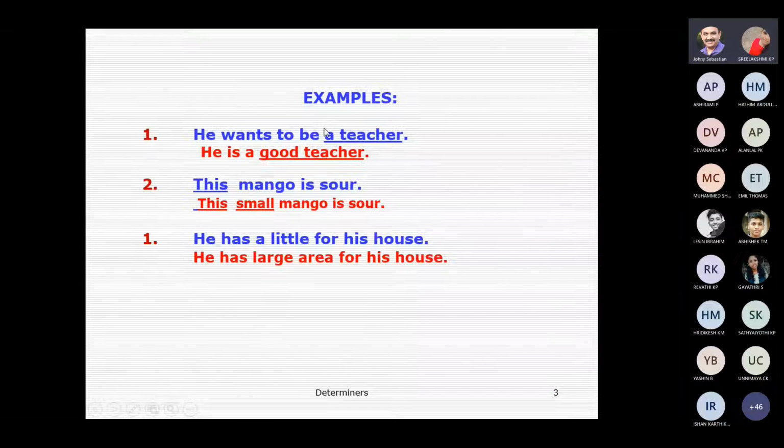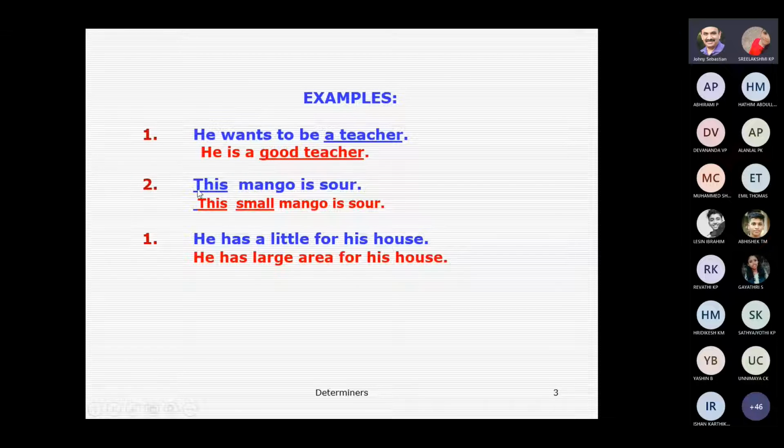It is speaking about whom? About a teacher. So here, when you are asked what is the determiner, A is the determiner. He is a good teacher. In the second example, good is an adjective, but A is a determiner.